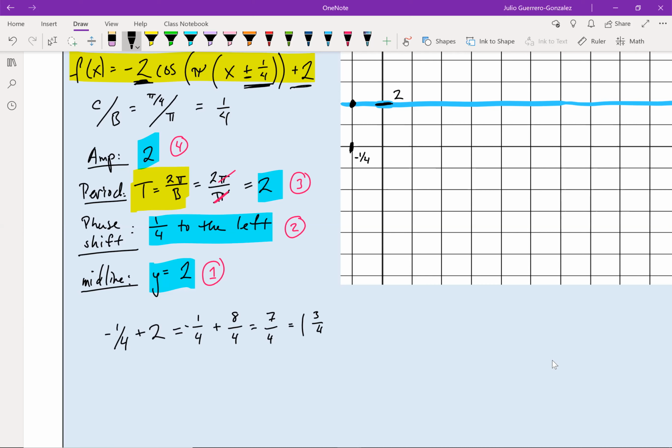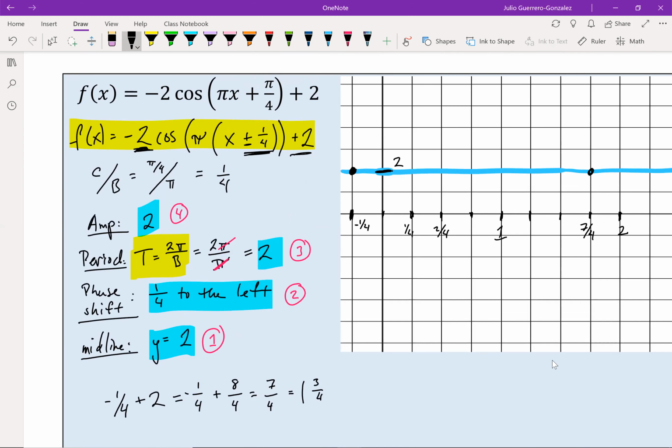Okay, now since one square was 1/4, I'm just going to start counting out. 1, 2, 3, 4, right? So that's 1/4, 2/4, 3/4, 4/4. So this is 1, right? 5, 6, 7, 8. So this is going to be 2, but we only needed to go to 7/4. So I'm going to put 7/4. So we know that our graph goes from here to here. Which means 1, 2, 3, 4. This is going to be our midpoint, the middle of our graph, and these are going to be our quarters.